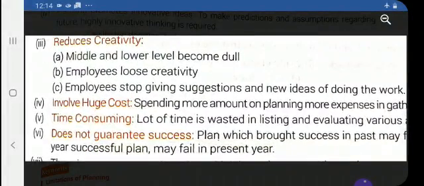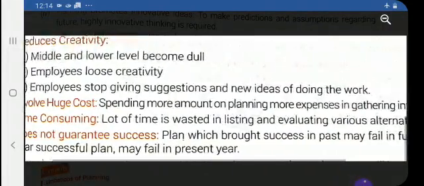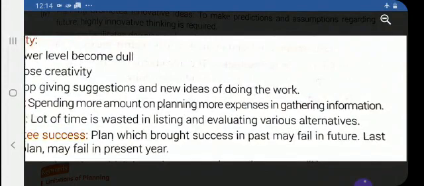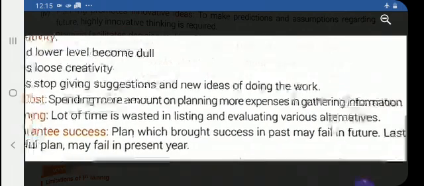Next is that it involves huge cost, spending more amount on planning, and it is more expensive in gathering the information. It is an intellectual process, and companies need to hire professionals and experts to carry on this process, and not only the salary to the experts, the company has to spend a lot of time and money to collect accurate facts and figures. So it is a cost consuming process, and if the benefits of planning are not more than its cost, then it should not be carried out. Means the benefit should be more than the cost incurred on the planning function.